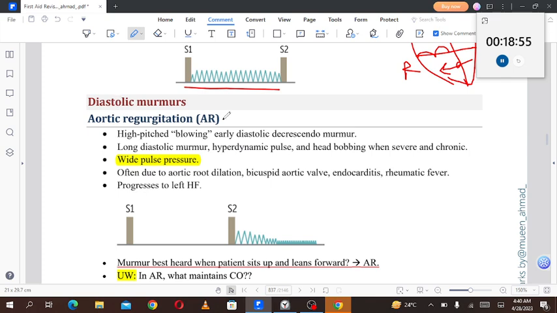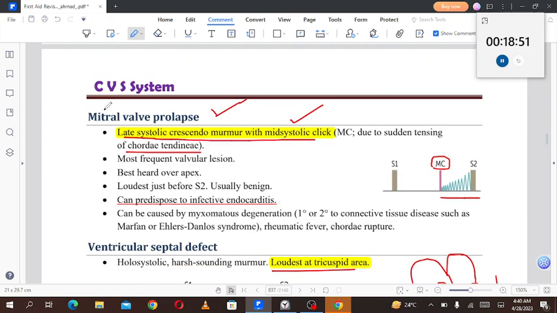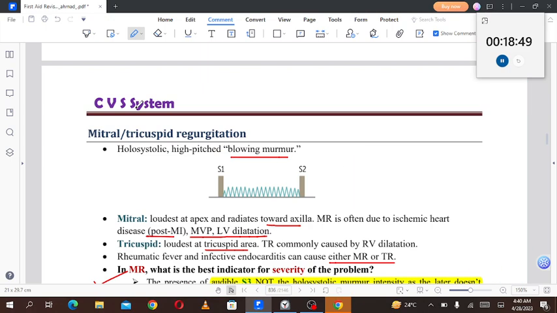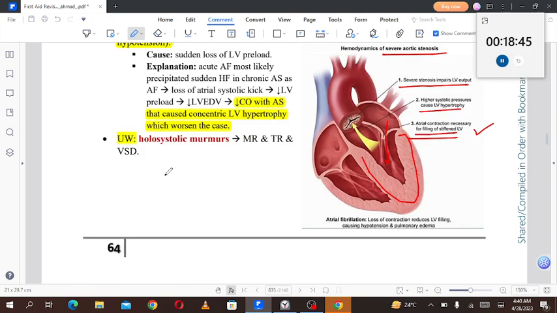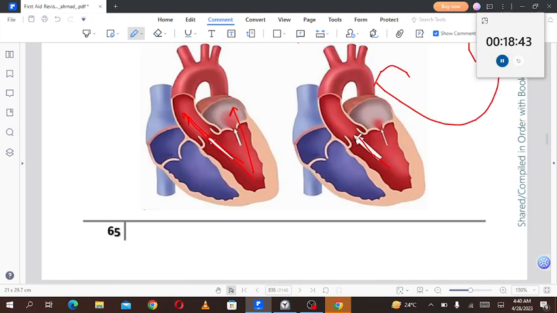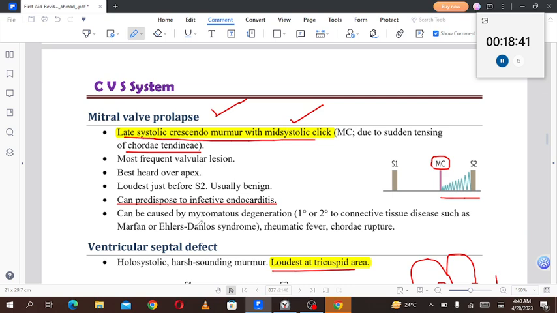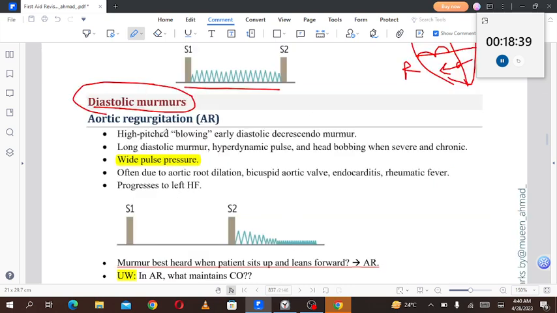The diastolic murmur, aortic regurgitation. Now we'll talk about the diastolic murmurs. We are done with the systolic murmurs. The first systolic murmur was aortic stenosis, then we did mitral and tricuspid regurgitation, and then we did mitral valve prolapse and the ventricular septal defect. Now we're going to the diastolic murmurs, and the first one is aortic regurgitation.